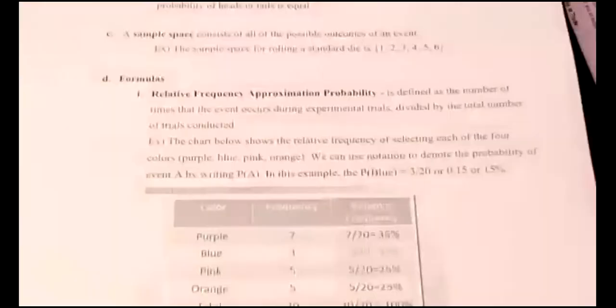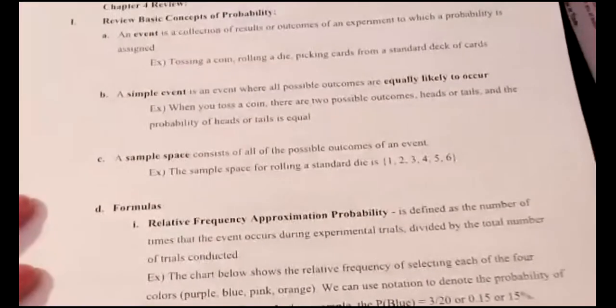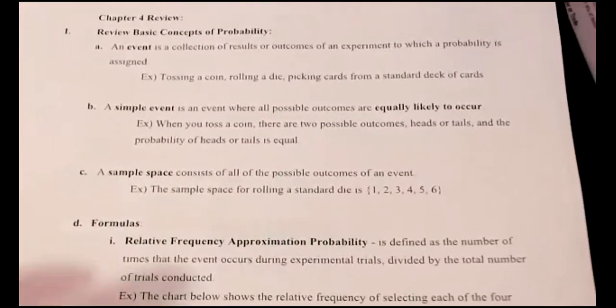So, flipping the page, we are going to start by talking about something called an event. An event is a collection of results or outcomes of an experiment to which a probability is assigned. So for instance, tossing a coin is an event, rolling a die is an event, picking cards from a standard deck of cards is an event. And those events all have lots of probabilities, right? They all have different outcomes.